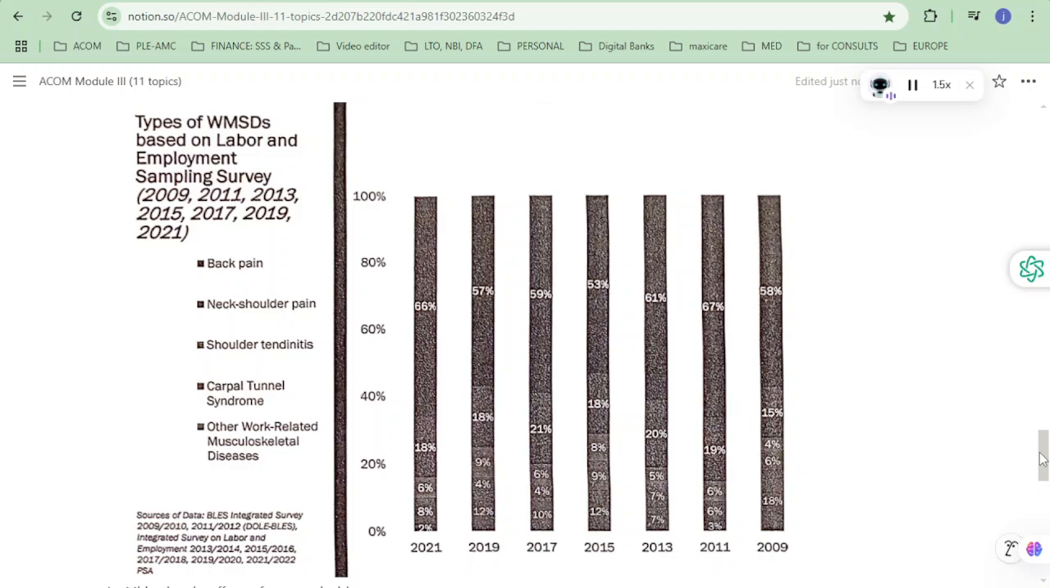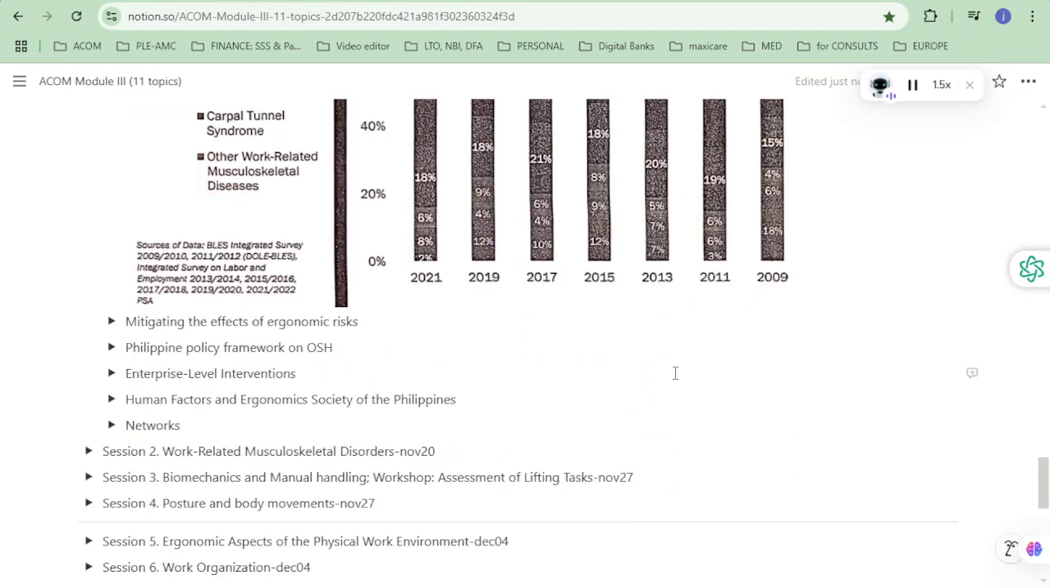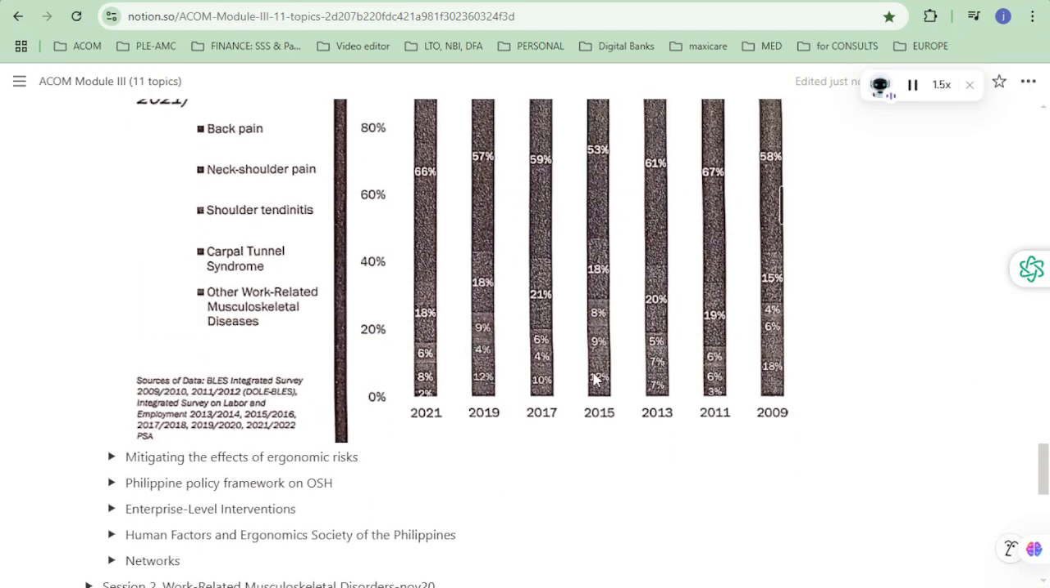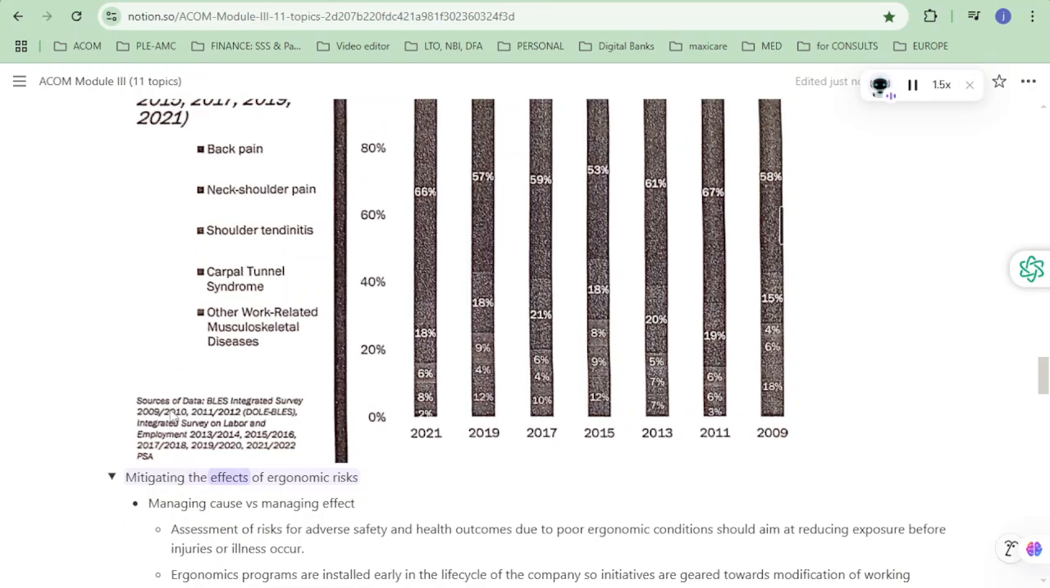Sources of data: BLES Integrated Survey 2009/2010, 2011/2012, DOLE BLES Integrated Survey on Labor and Employment 2013/2014, 2015/2016, 2017/2018, 2019/2020, 2021/2022 PSA. Alt text: Mitigating the effects of ergonomic risks.